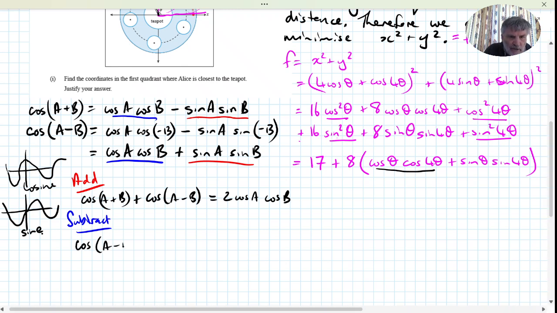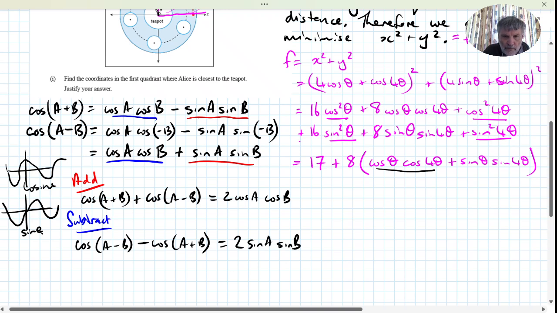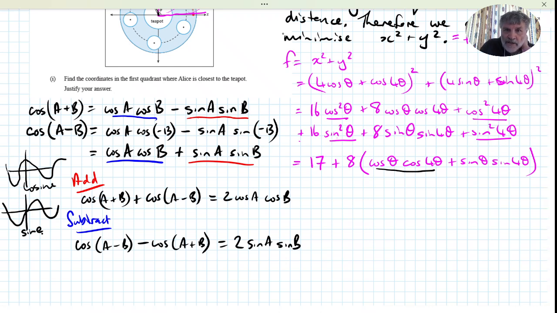Cosine A minus B, subtract cosine A plus B, is equal to this subtract that, so it would be 2 sine A sine B. So we're going to use those formulas. You can look them up on your formula sheet, as I said.